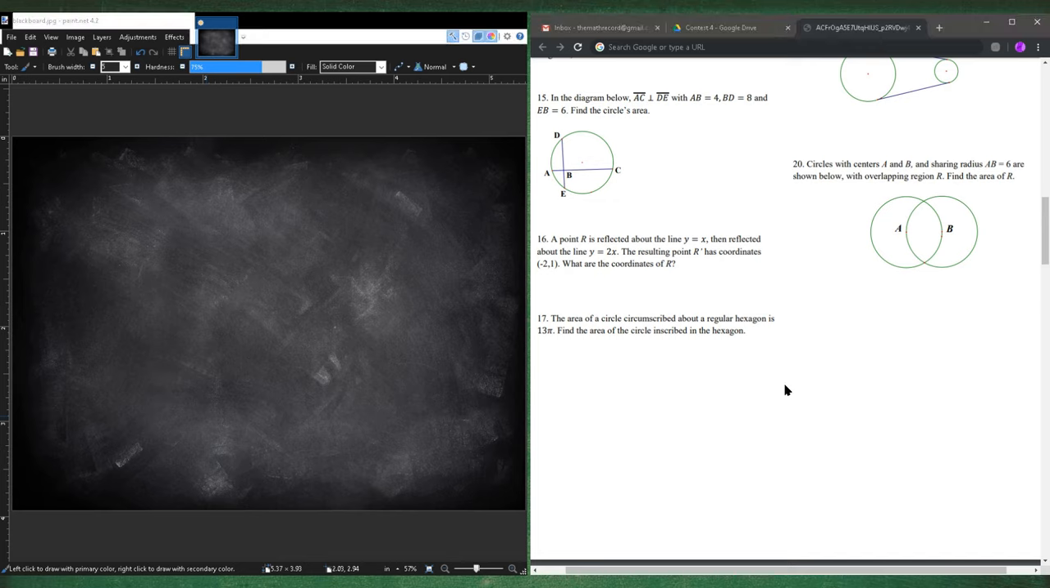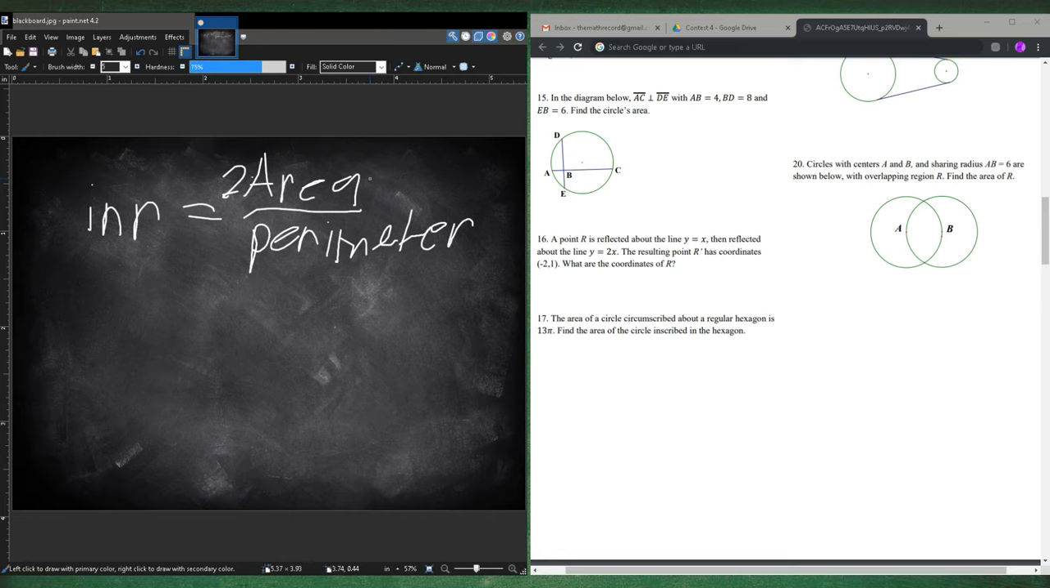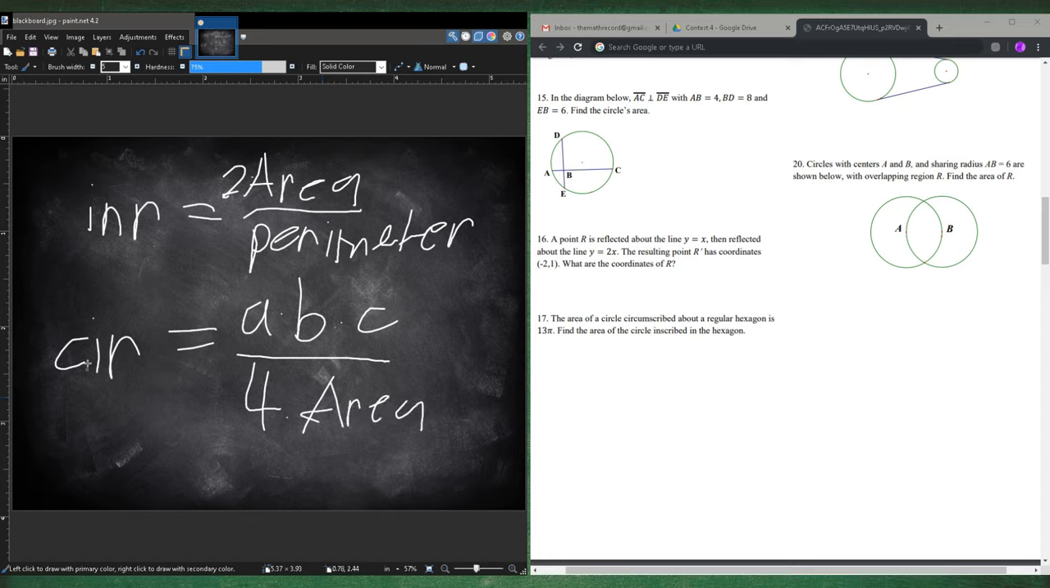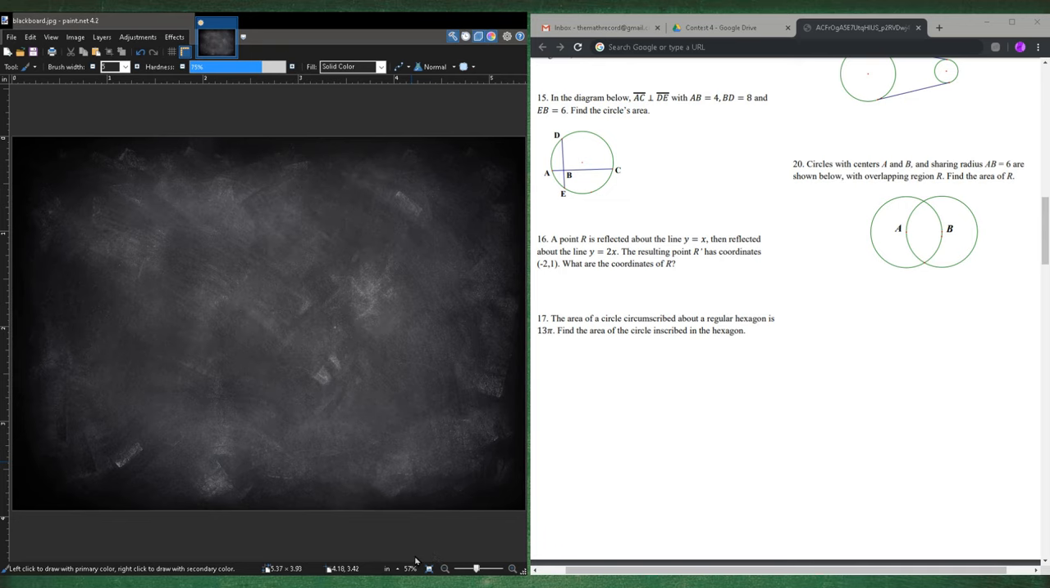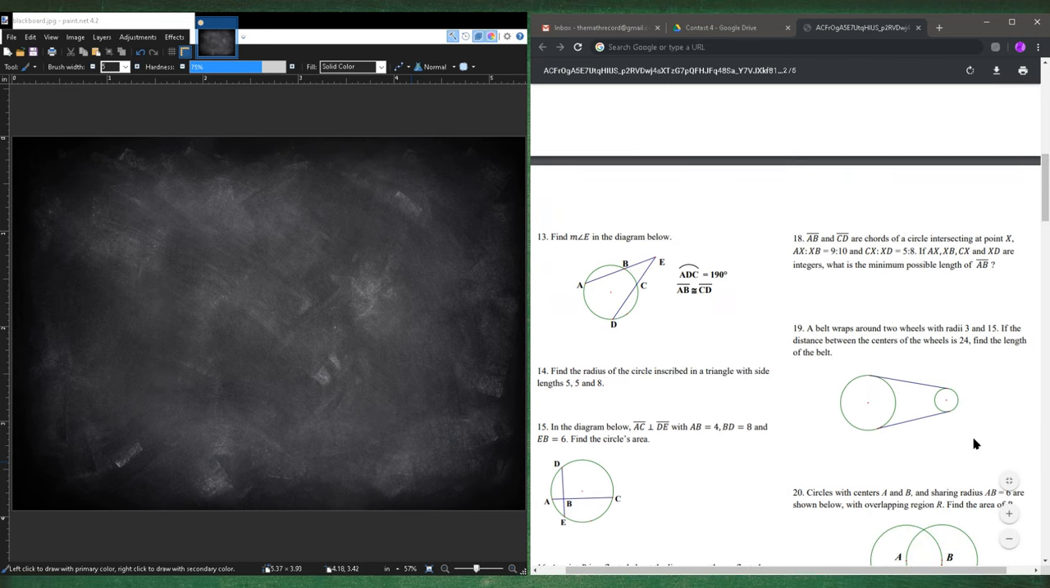You just need to know your formulas for inradius and circumradius. Inradius, I just call it I R. It's basically 2 times the area divided by the perimeter. The circumradius, which I call C I R, if the side lengths are A, B, and C, is just multiplying all the side lengths together divided by 4 times the area. And that's how you get it, and you could then get the area of the circle. The area and the perimeter are the triangle's, not the circle's, so don't mix those up.